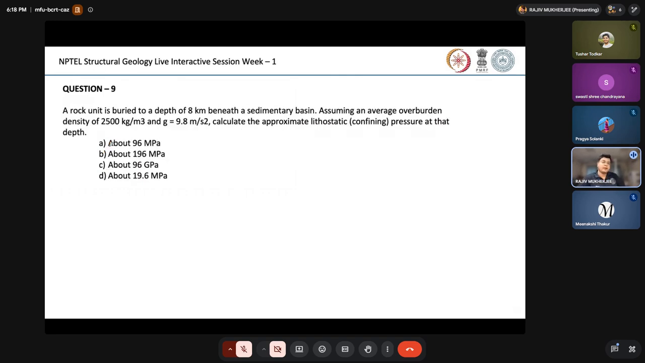Okay, this is a numerical exercise. A rock unit is buried to a depth of 8 kilometers beneath a sedimentary basin. Assuming an average overburden density of 2500 kilograms per cubic meter and acceleration due to gravity of 9.8 meters per second squared, calculate the approximate lithostatic or confining pressure at that depth, which is given as 8 kilometers, right? What will be the lithostatic pressure at a depth of 8 kilometers?